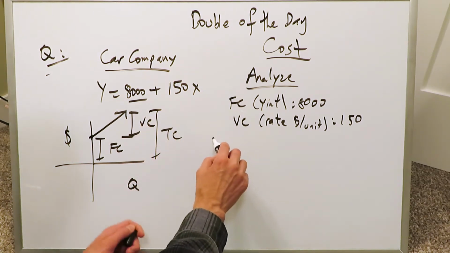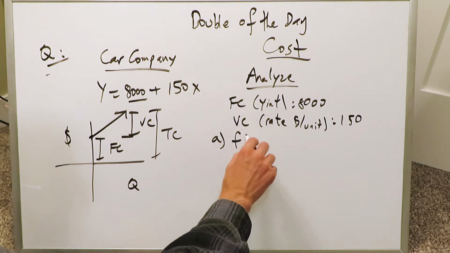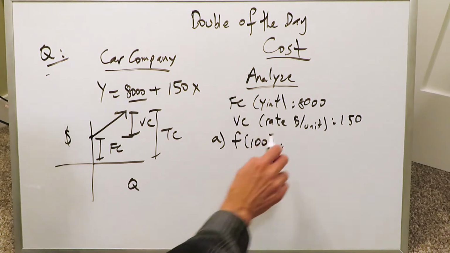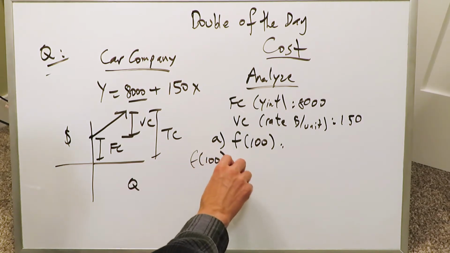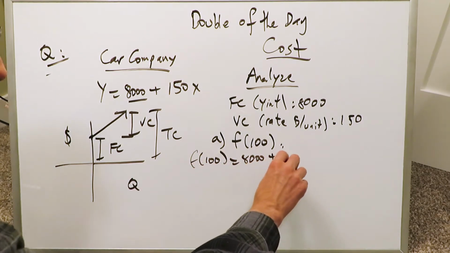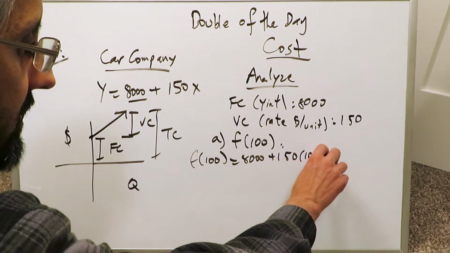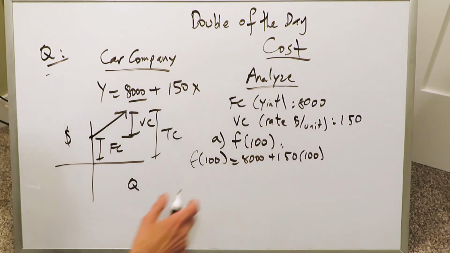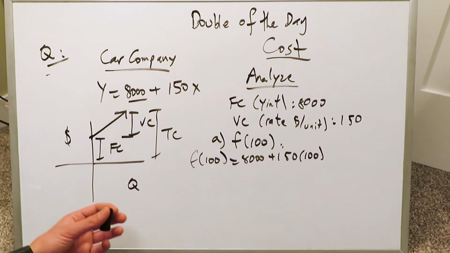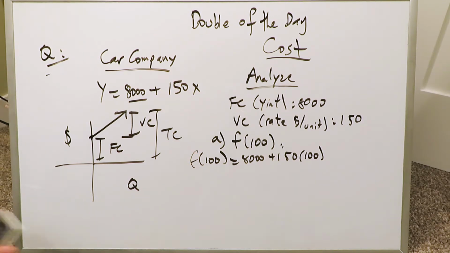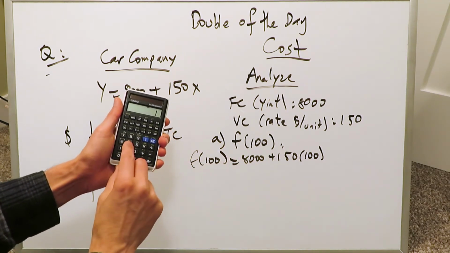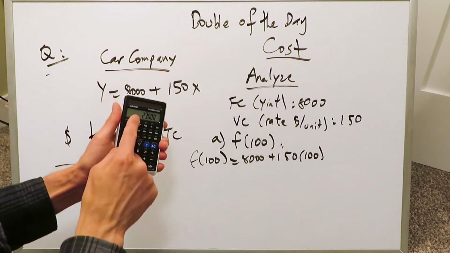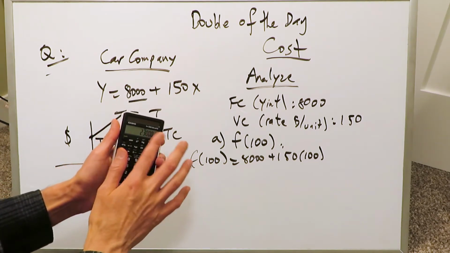So a part of the question will be: find f of 100 and analyze what it means. What does f of 100 mean? Well, f of 100 is equal to 8,000 plus 150 times 100, which you would place in x. F of 100 would mean what's the cost of producing 100 cars. You would run that x value into this equation. You'll do 8,000 plus 150 times 100. The cost of producing 100 cars is 23,000.